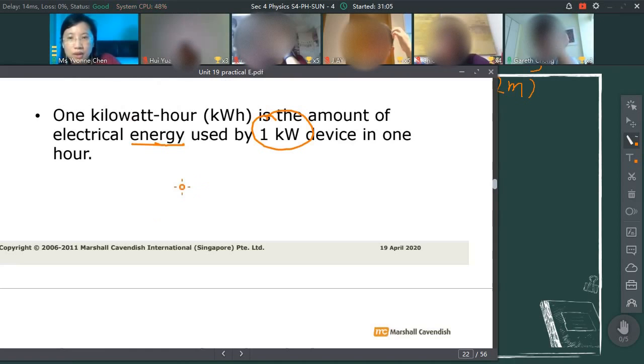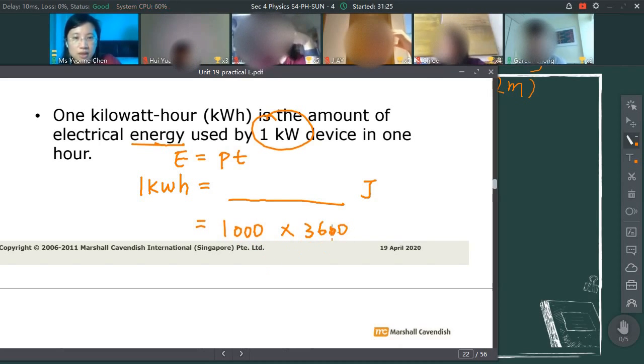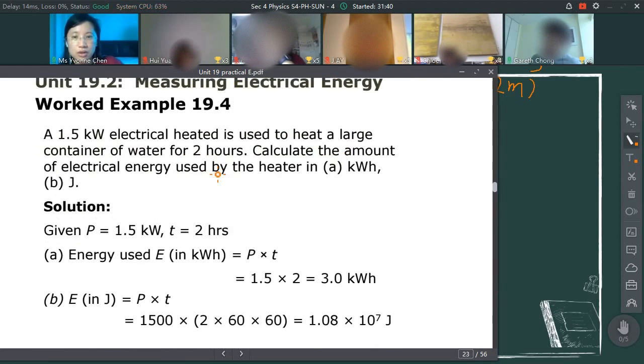So we can do a simple calculation of how many joules is equivalent to 1 kilowatt hour. Because energy equals power multiplied by time, the power is 1000, the time is 3600. So I can say it is 3.6 times 10 to the power of 6 joules. Okay, that's 1 kilowatt hour. Please remember, it is a unit for energy.